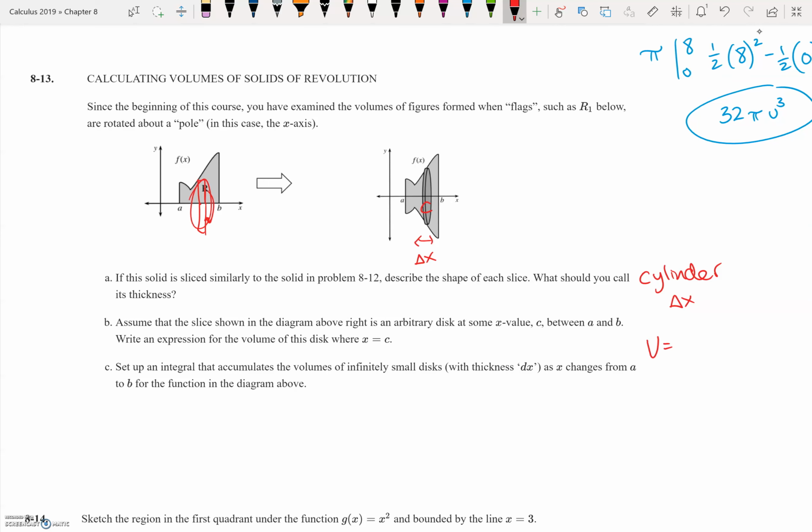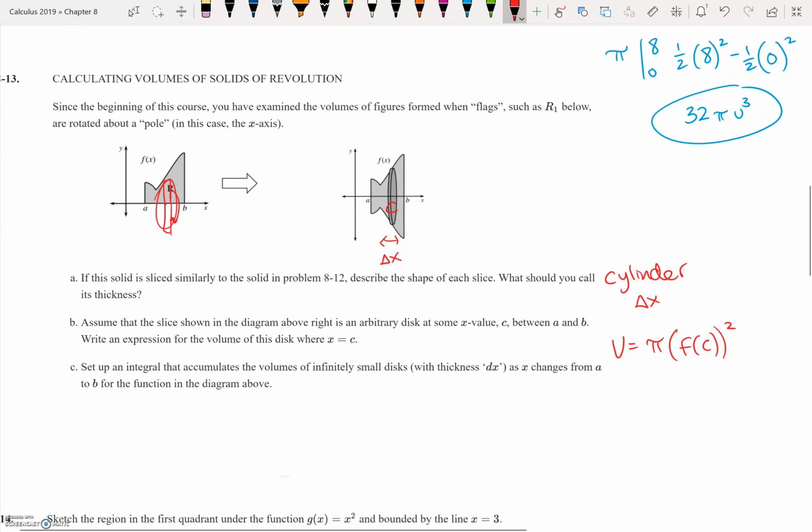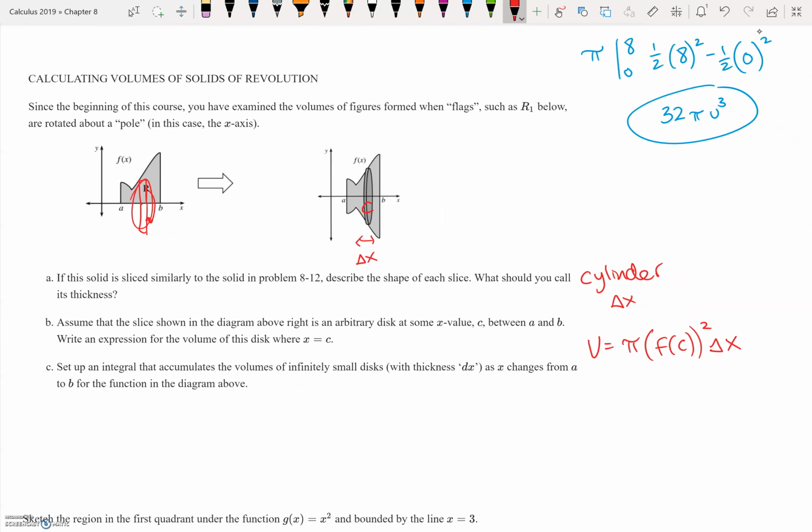So the volume of this one is going to be, well, it's a cylinder, so it's pi r squared. R is going to be the height, which is f of x. But instead of x, it's going to be at some value c. So we're going to say this is f of c squared times the change in x.